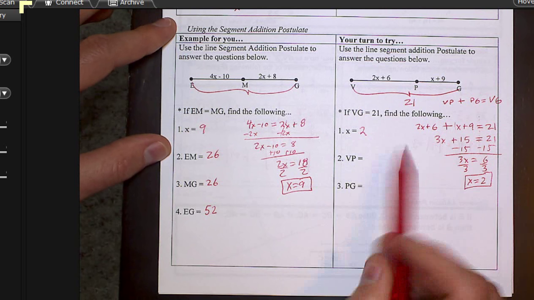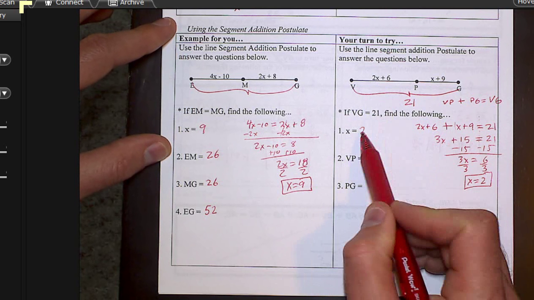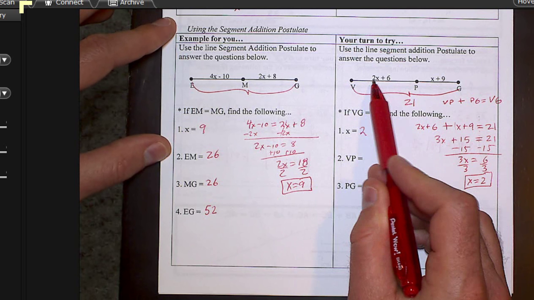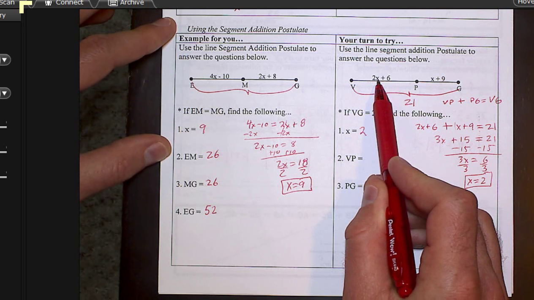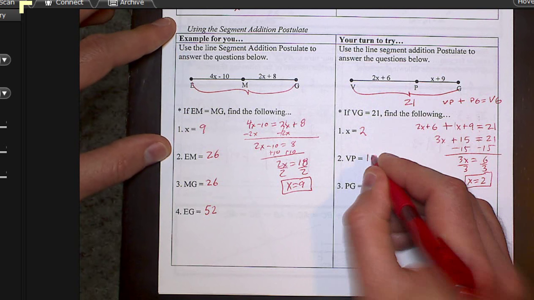We know that VP is 2x plus 6. Now that we know what x is, we can take this 2 and plug it in. 2 times 2 is 4. 4 plus 6 is 10, so I know VP has to be 10.